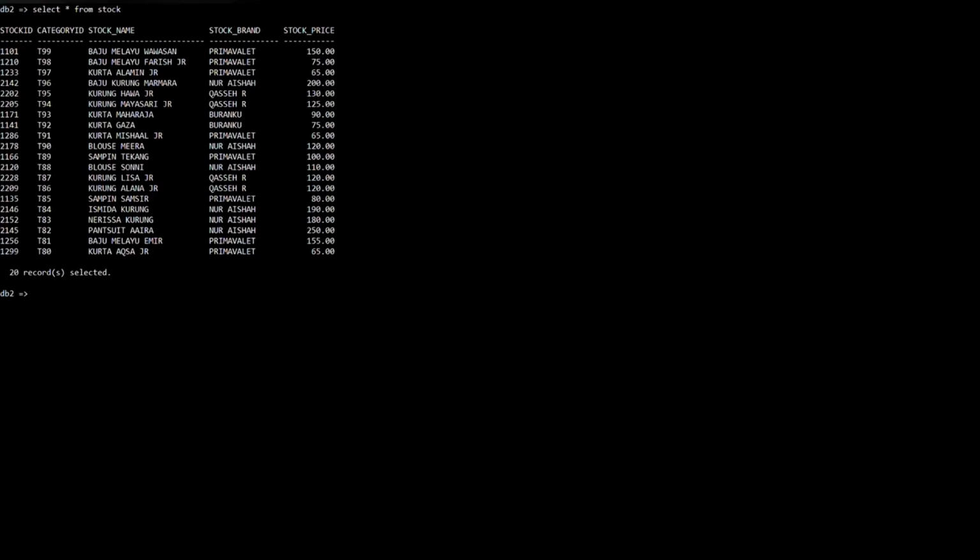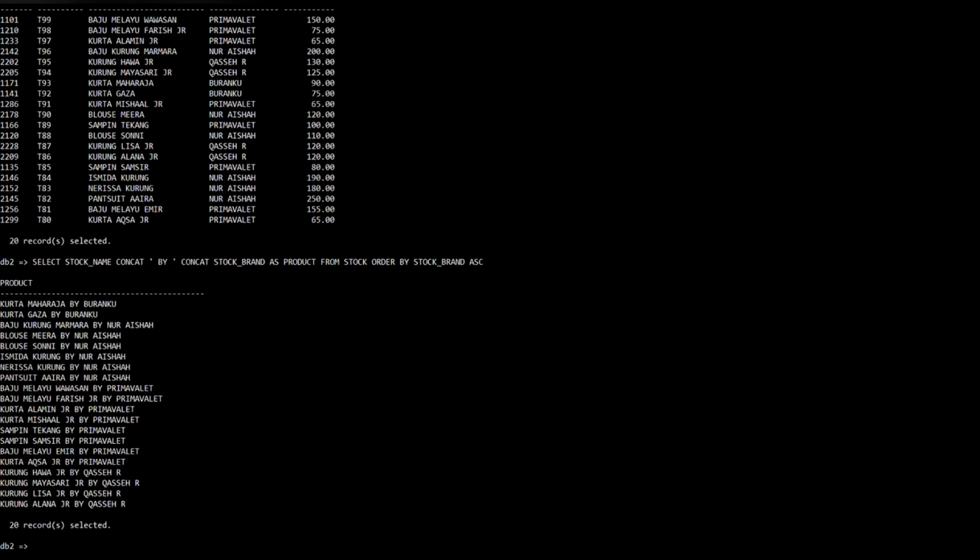So let's do a query based on this topic. What if the query asks us to list all the names of the stocks and their brand names, combine them into one column, label the column as product, and order by the brand names. So what we're going to write is, we're going to write it like this. And this is what we get.